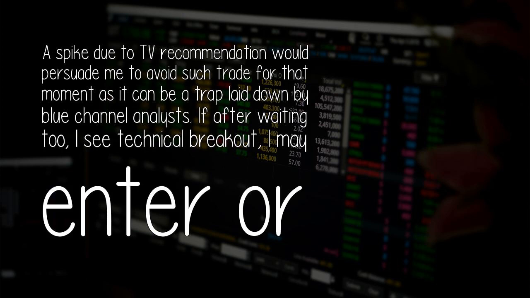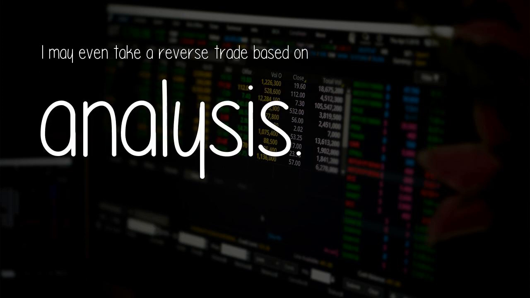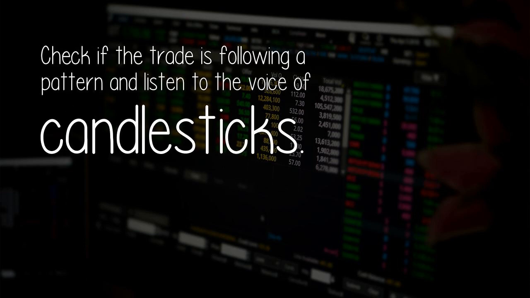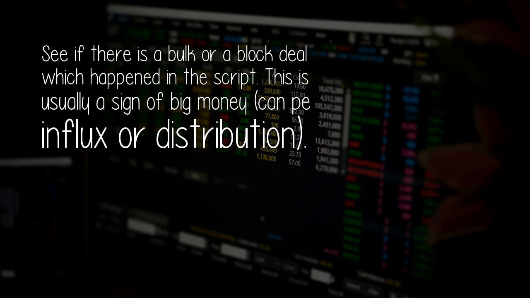If after waiting, I see a technical breakout, I may enter, or I may even take a reverse trade based on analysis. Support and resistance breakouts. Check if the trade is following a pattern and listen to the voice of candlesticks. See if there's a bulk or a block deal which happened in the script. This is usually a sign of big money, can be inflow or distribution.